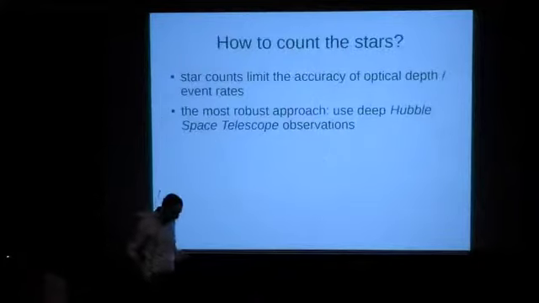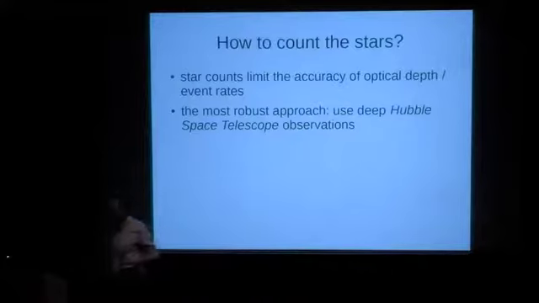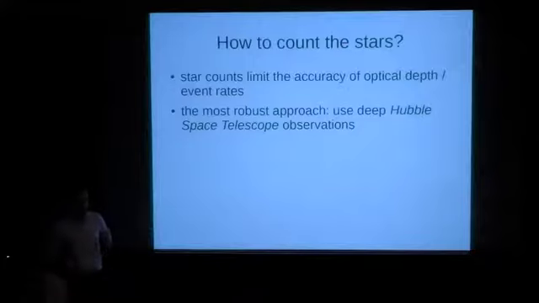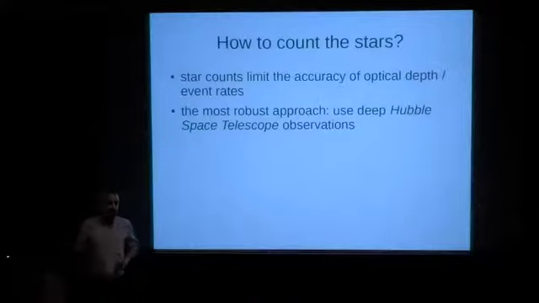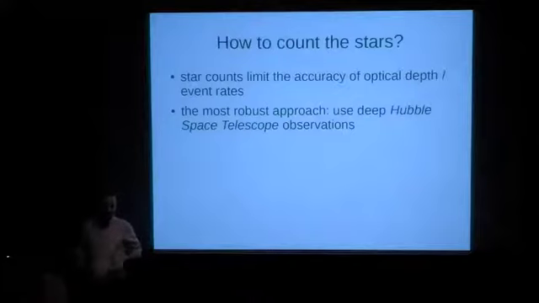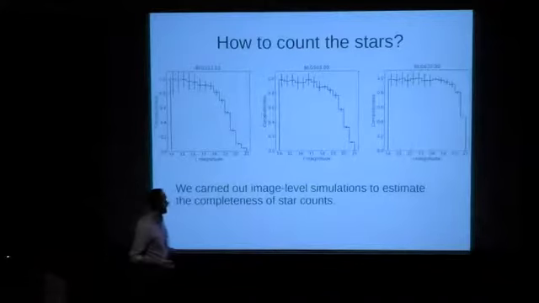So of course, right now with such a large sample of microlensing events, what actually limits us is not small statistics, but the accuracy of star counts. Of course, the most robust way to count stars is to use very deep HST, Hubble Space Telescope, observations. But such observations exist for a couple of sight lines toward the galactic center, but of course we cannot afford to observe the entire bulge with HST. So we have to use some other approach.